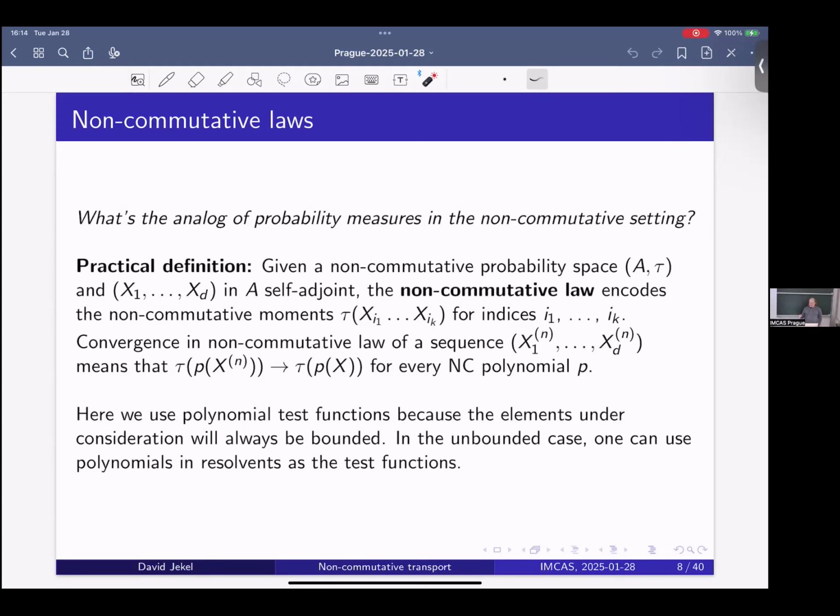And here, one of the nice things about the random matrix setting is that often these things, as n goes to infinity, are asymptotically bounded in operator norm. So unlike in classical probability, where you need to study the Gaussian distribution and so on, so you shouldn't really assume your random variables are bounded, in a non-commutative setting often they are bounded anyway. And if they're bounded, then I can just use polynomial test functions, because polynomials are dense in the continuous functions on a compact set. So then this sort of makes sense.